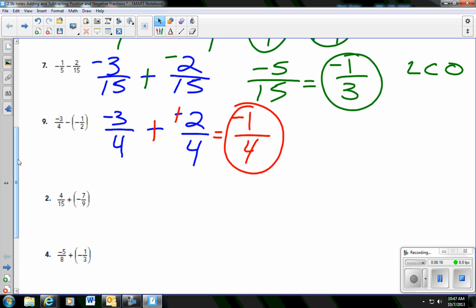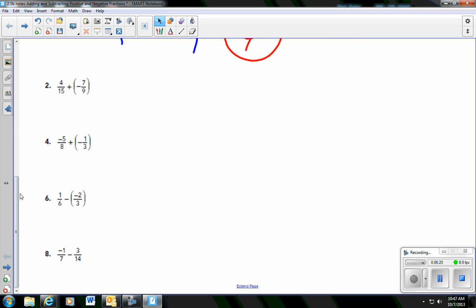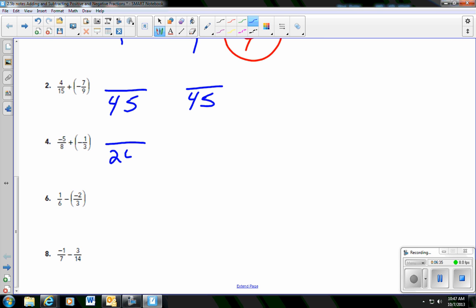Okay? Alright, so hopefully you took notes on all of that. Now your homework is to do the next 4 problems there. So number 2, 4, 6, and 8. I'll give you common denominators here on number 2. Your common denominator that you should start with should be 45. Number 4, your common denominator is 24. Number 6, your common denominator is 6. And number 8, your common denominator is 14.